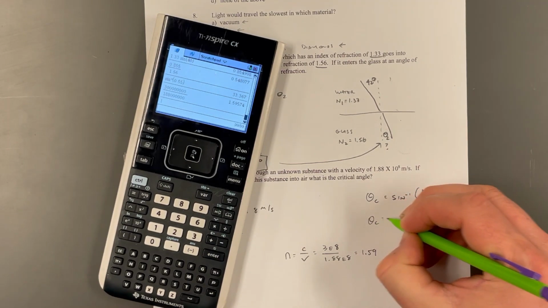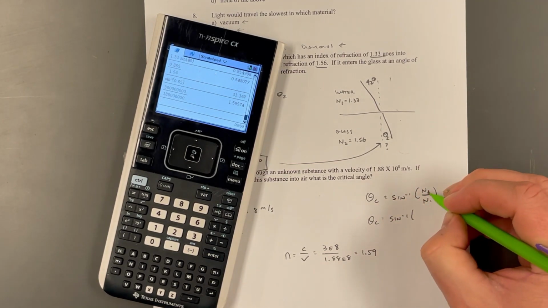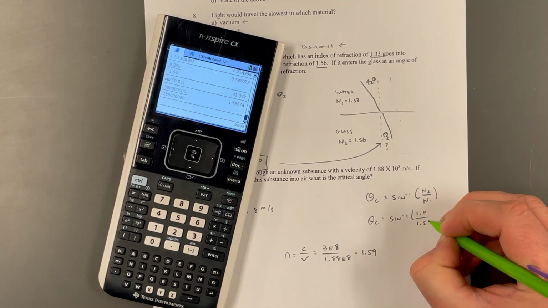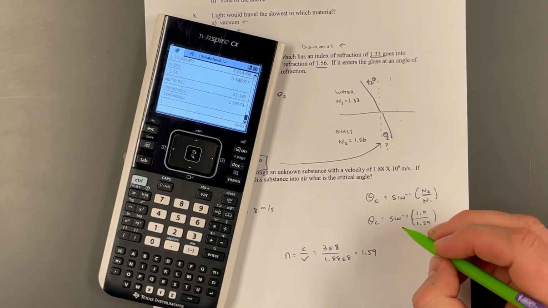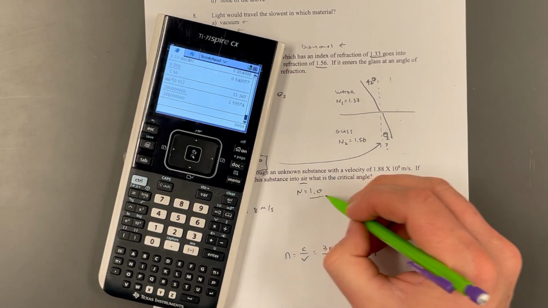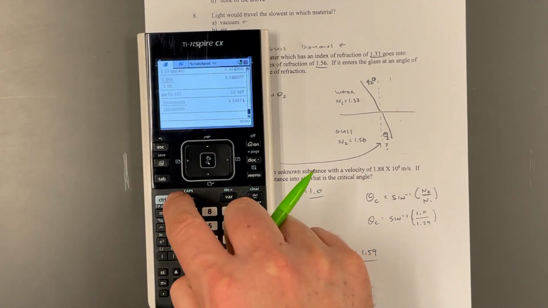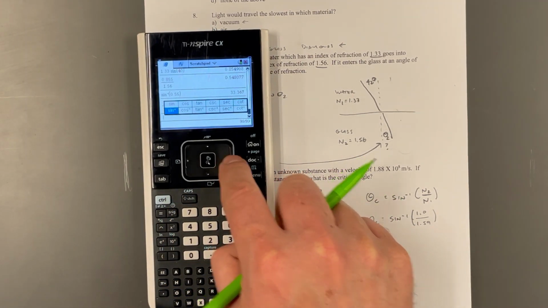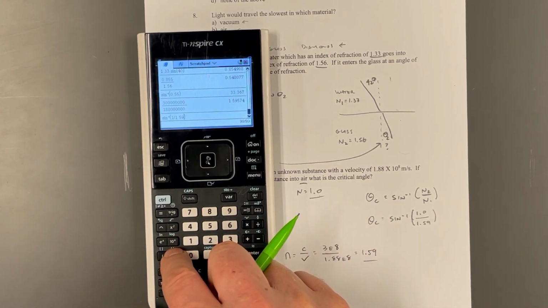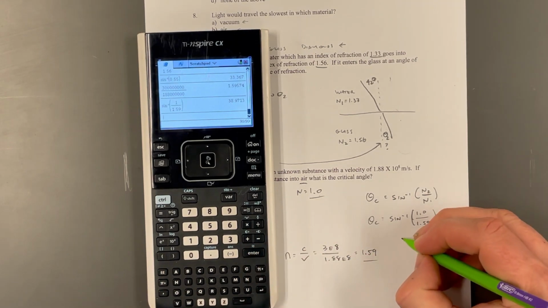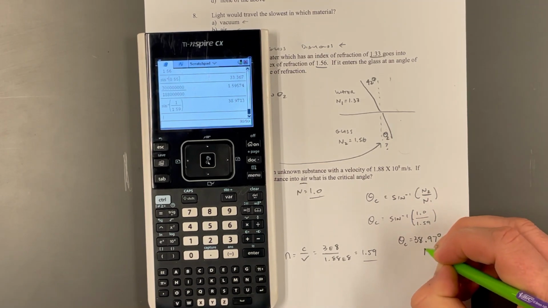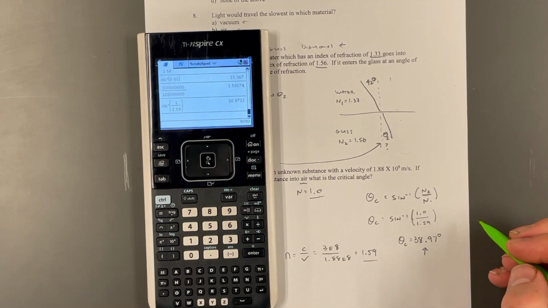And so we're going to fill that in now. The inverse sine of n2, which is 1.0, which would be air, over n1, which is 1.59. Remember, the smaller number always goes on top, because if we have air, we know that the n value is 1. And so we have 1 and 1.59. So now we're just going to take the inverse sine of 1 divided by 1.59, and that is 38.97 degrees, which would be the critical angle between those two materials.